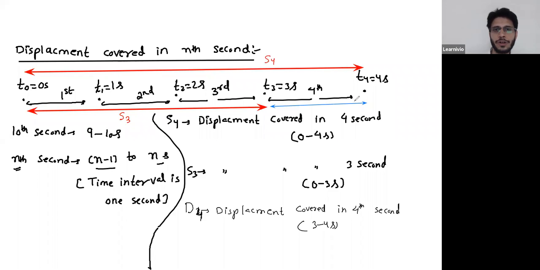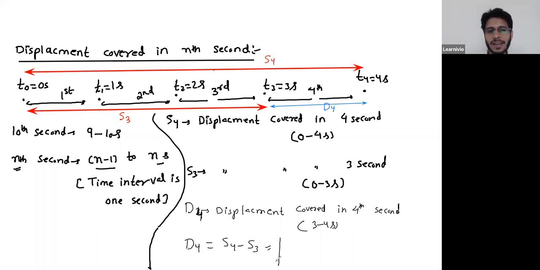This is your D4. Can you connect S3, S4 and D4? S4 minus S3 is equal to D4. So your D4 is simply S4 minus S3, which is even clear from this diagram. From 0 to 4 is S4. From 0 to 3 is S3. If I subtract S3 from S4, whatever is left is D4. Is it clear? Yes.